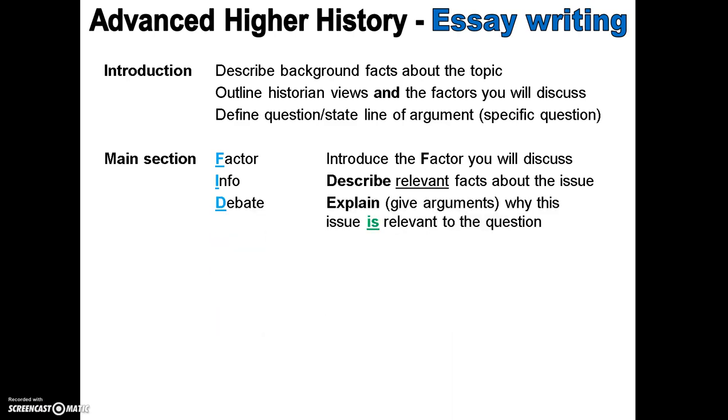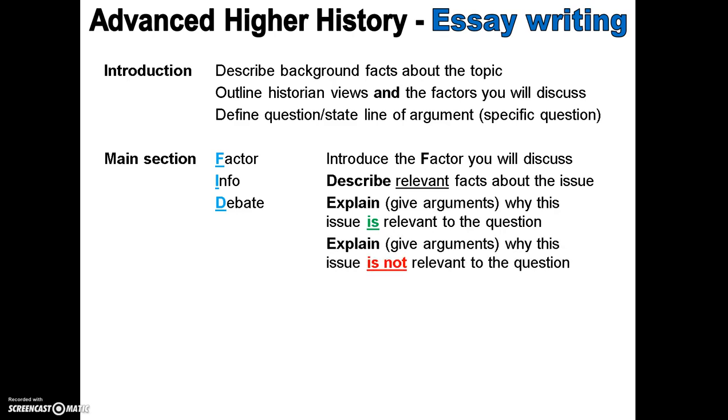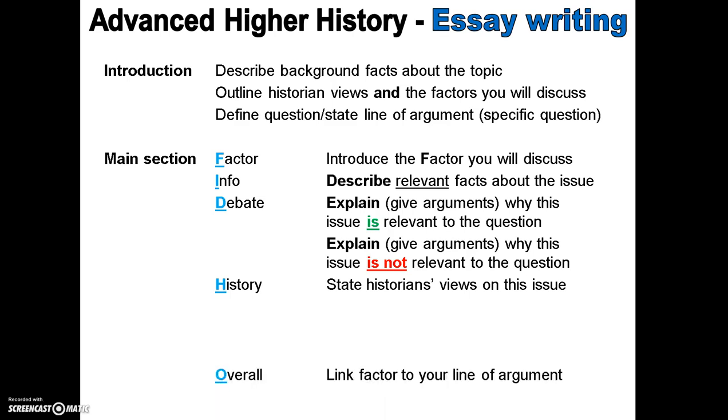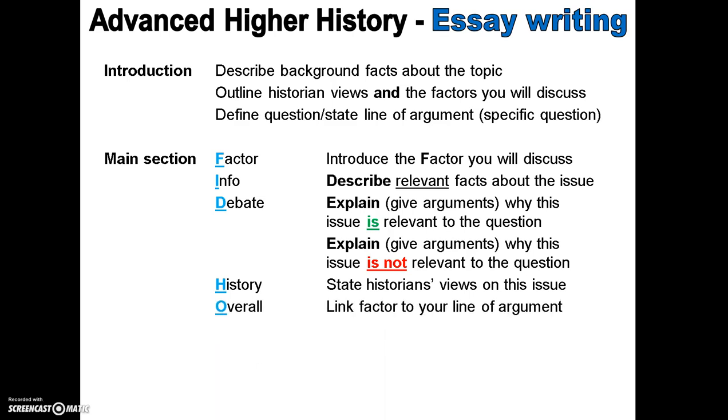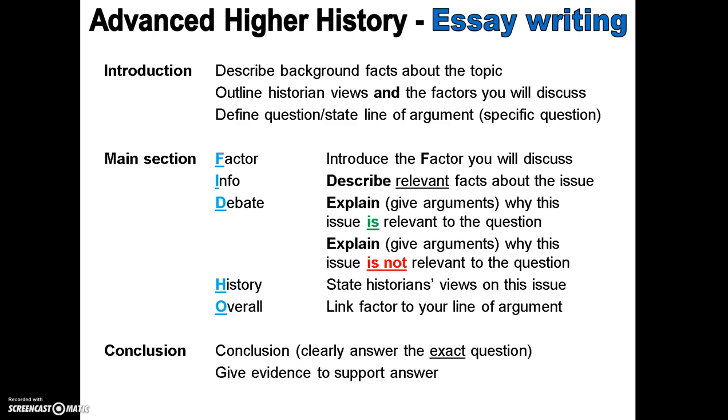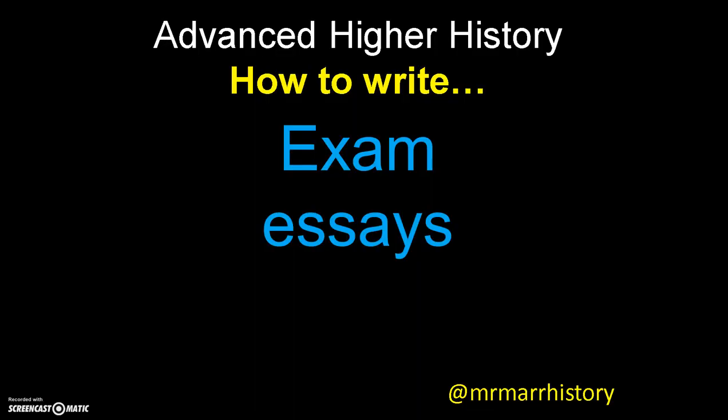You should debate the importance of these points by explaining firstly why your evidence is relevant, and then perhaps why each factor is not so relevant to answering the question. If you can, you should outline what historians think about the topic, and then make an overall judgment about the importance of that factor based on your overall question. In your conclusion, you should clearly answer the exact question which is being posed, and you should give evidence that supports this answer. This is where you can bring in the comparison about the importance of all the factors. Advanced Higher History, How to Write Exam Essays. It's really that simple.